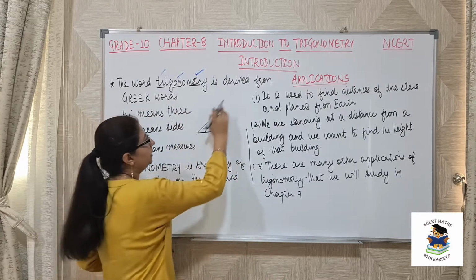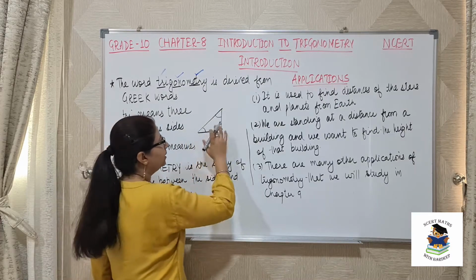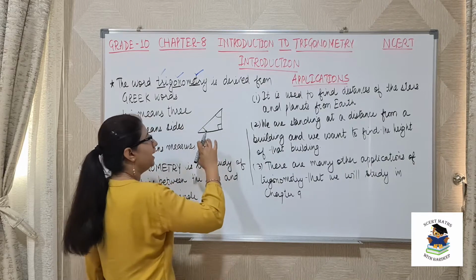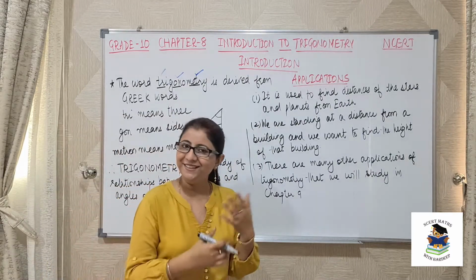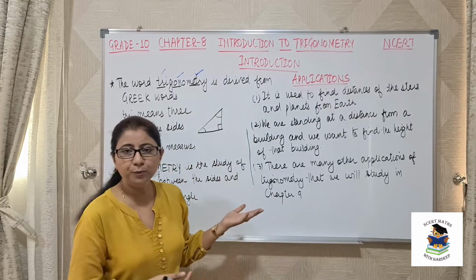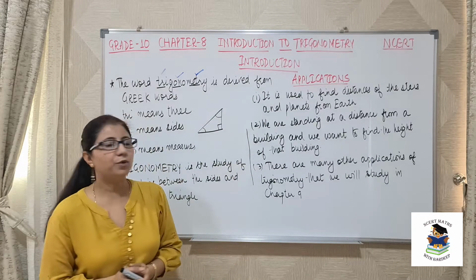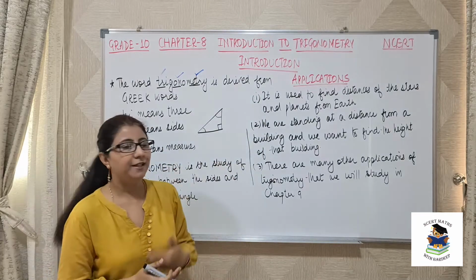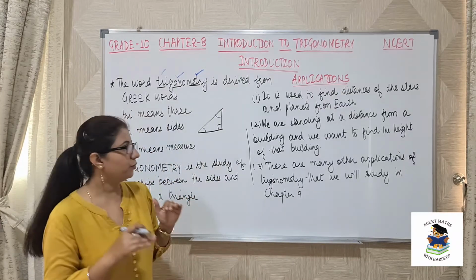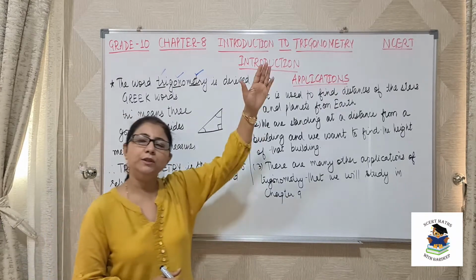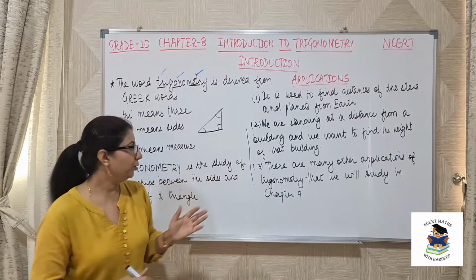In trigonometry, we will consider the length of the three sides of a triangle and the angles between them. Any two sides will be given to us, some angle will be given to us, and we will find the third side. So trigonometry has many applications, like it is used to find the distances of the stars and other planets from Earth. Second is, we are standing at a distance from a building and we want to know the height of that building. In that case also we will use trigonometry.